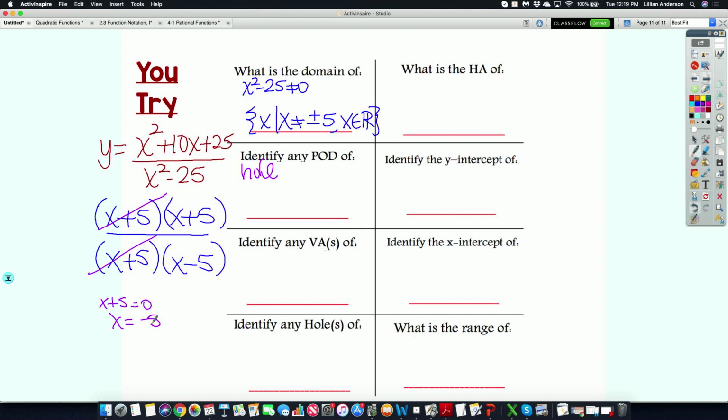How do I find the y coordinate of that hole? What's left over is this. So when I plug negative 5 back in, that's negative 5 plus 5 over negative 5 minus 5, which is 0 over negative 10. What's 0 divided by negative 10? So I have a hole at negative 5, 0.